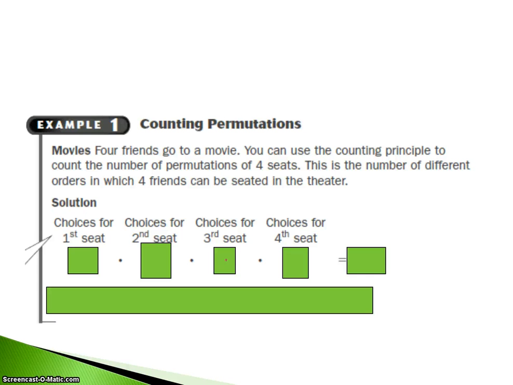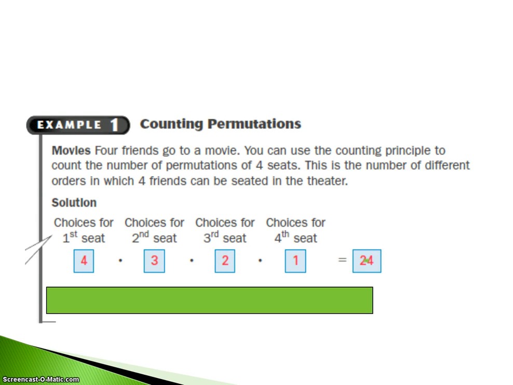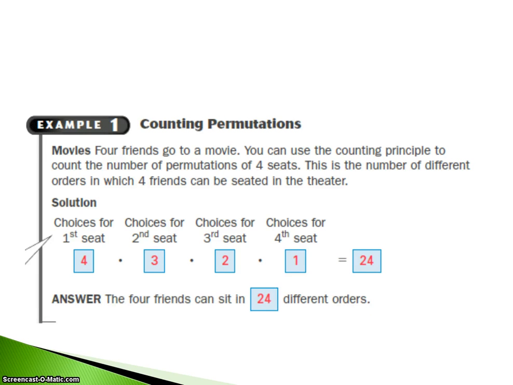So the choices for the first seat is 4. The choices for the second seat is 3. Now remember that it's 3 because somebody's already sitting in the first seat. Then you have 2 and 1. Multiply together, this is 24. The 4 friends can sit in 24 different orders. By the way, this is 4 factorial because you're taking 4 times 3 times 2 times 1.